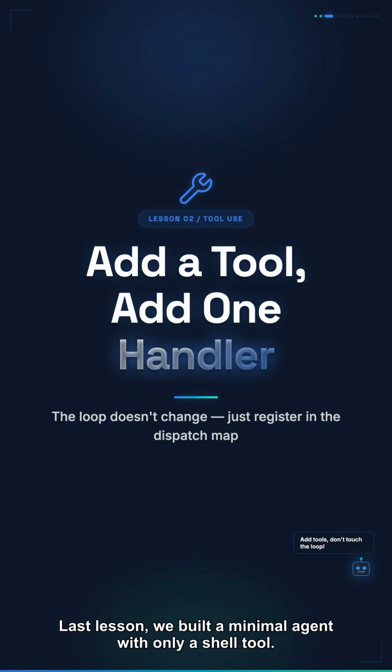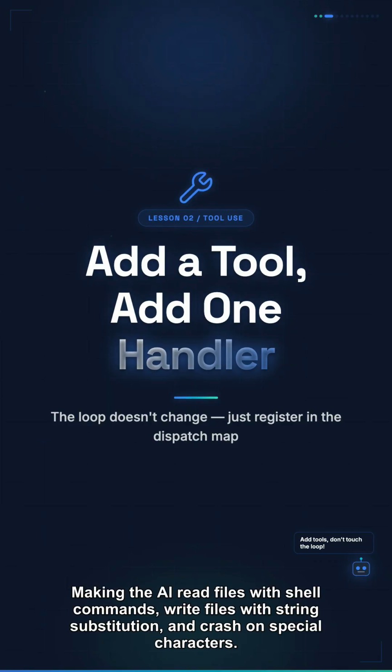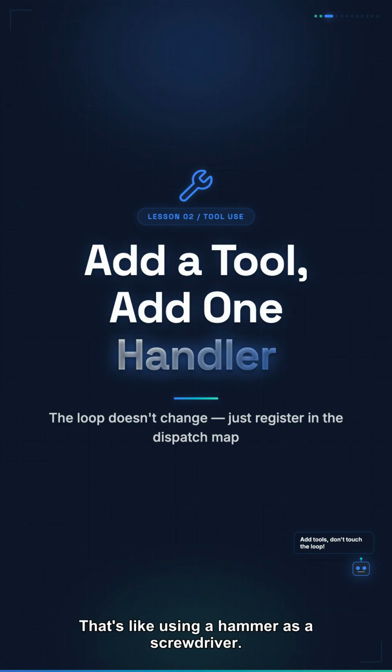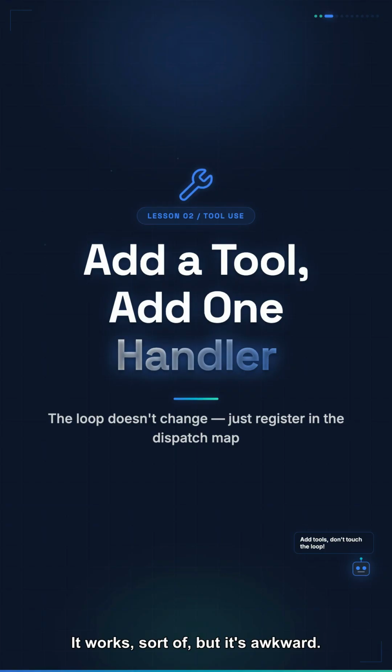Last lesson, we built a minimal agent with only a shell tool. But think about it. Making the AI read files with shell commands, write files with string substitution, and crash on special characters. That's like using a hammer as a screwdriver. It works, sort of, but it's awkward.